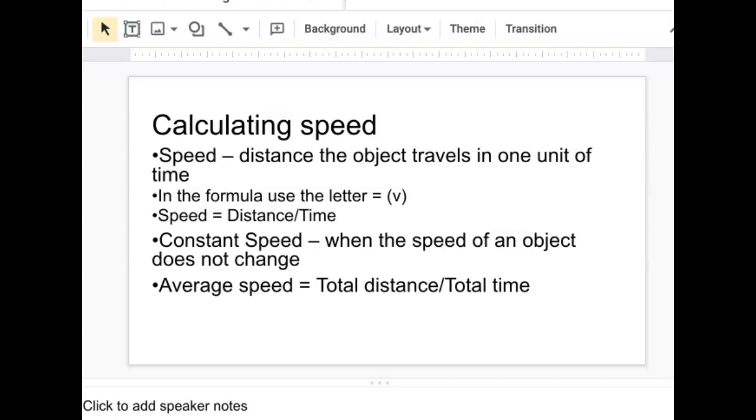Constant speed means that the speed never changed. So it's kind of like if you're driving and you put the cruise control on. Average speed, you take the total distance divided by the total time. That means you could have periods of increased speed or decreased speed, or even a period of stopping within that total time. Okay, make sure you understand the difference between average speed and constant speed.